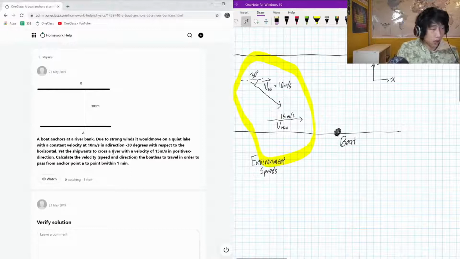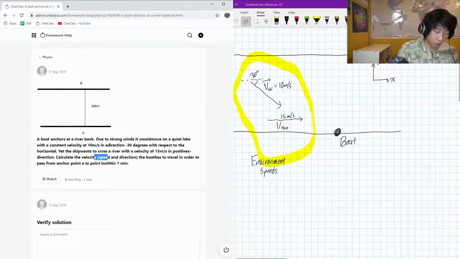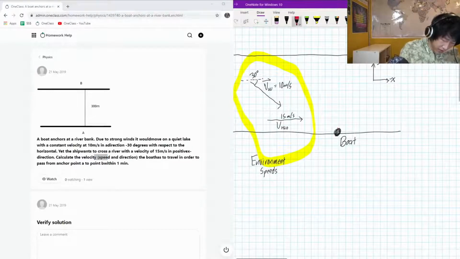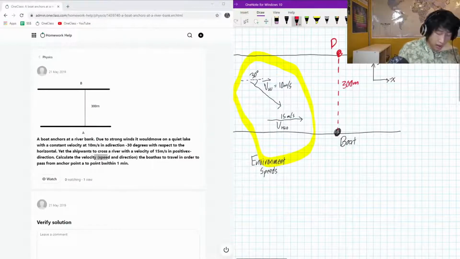Okay, cool. Now the ship wants to cross the river, so we need to calculate the velocity that the boat needs to go in order to pass directly across in the y direction like this. Maybe I'll draw that path in red. And we know that this distance is our destination, D for destination, and we know that that is 300 meters. And we need to get there in 1 minute.